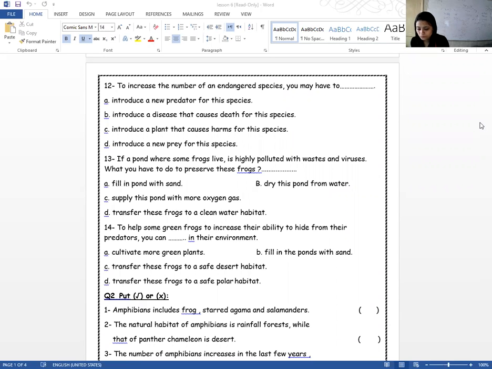After that, number 12, to increase the number of endangered species, you may have to introduce a new prey for this species. So, introduce a new prey.